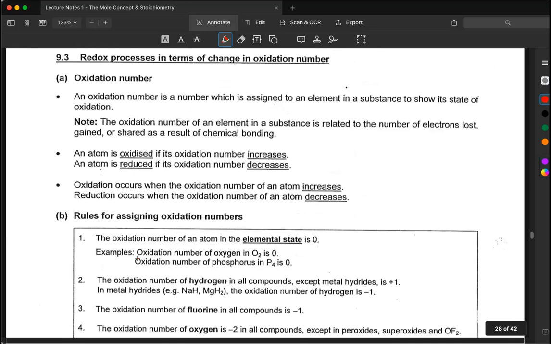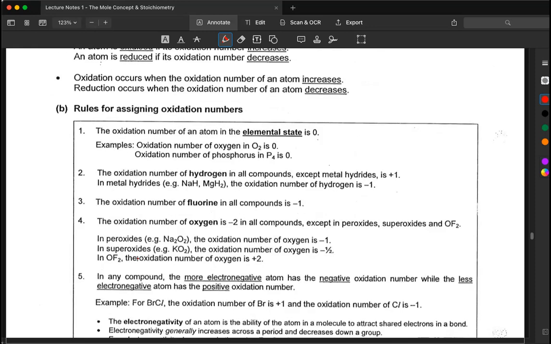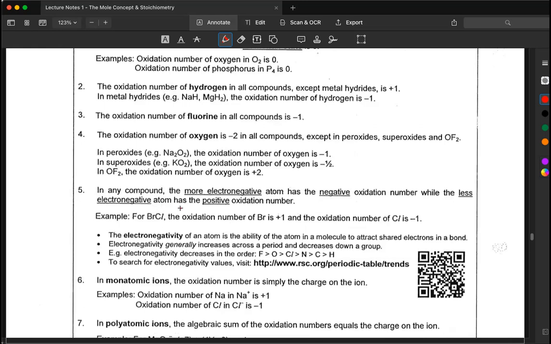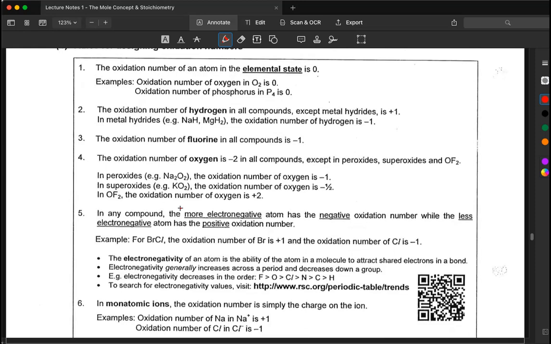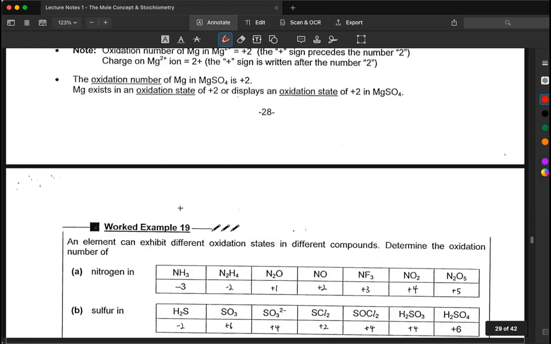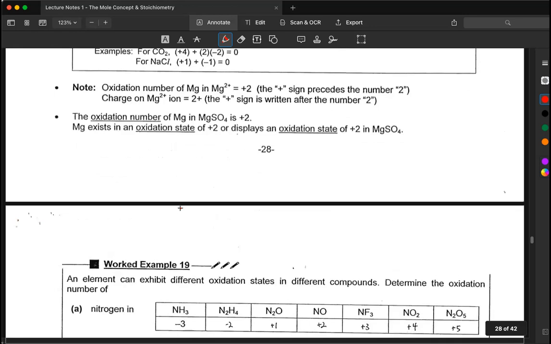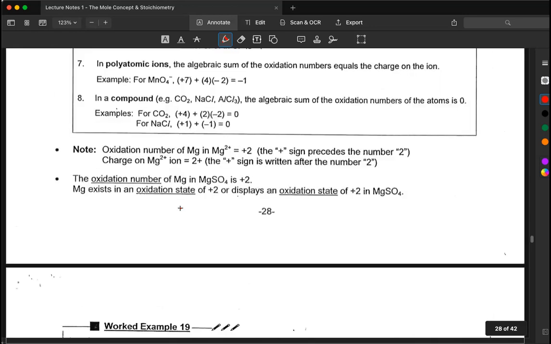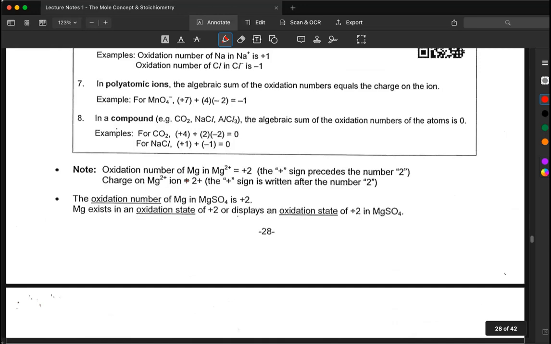This is something that we have learned before, but the new thing will be electronegativity. In general, the more electronegative atom will take the negative oxidation number. The less electronegative atom will be the positive oxidation number. The rest of it was covered in O level. Just take note, when the question asks for oxidation number, you write the sign followed by the number, but charge is number followed by the charge.